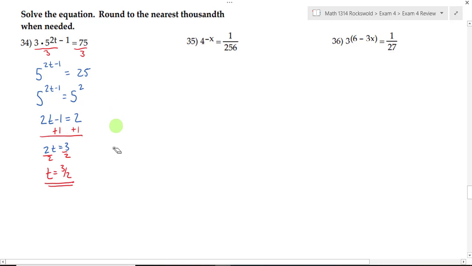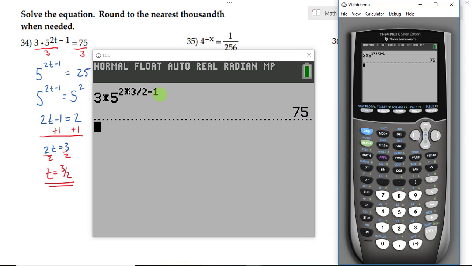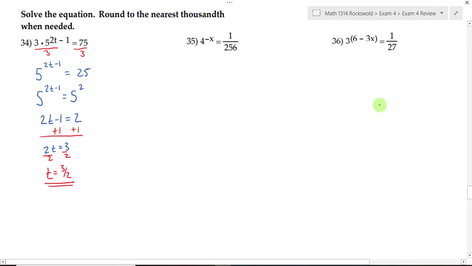Of course, it's always possible to check your answer by plugging in 3/2 in place of t and using your calculator. I can check my answer by doing 3 times 5 raised to the 2 times 3/2 minus 1, and that's equal to 75. So notice I typed in the left-hand side of the equation, and it's equal to the right-hand side of the equation. Whenever you're solving these equations, you shouldn't have to guess whether or not you got the correct final answer if you check your answer on your calculator.